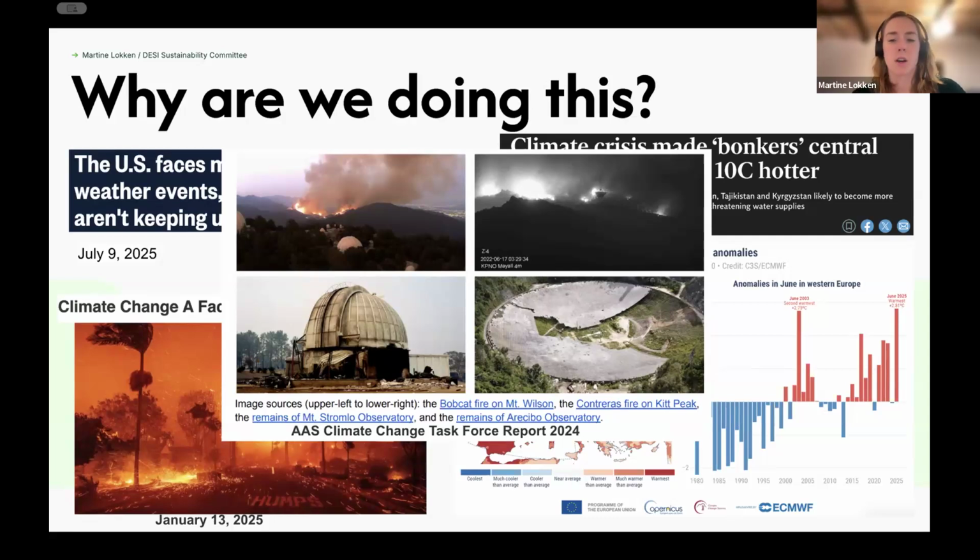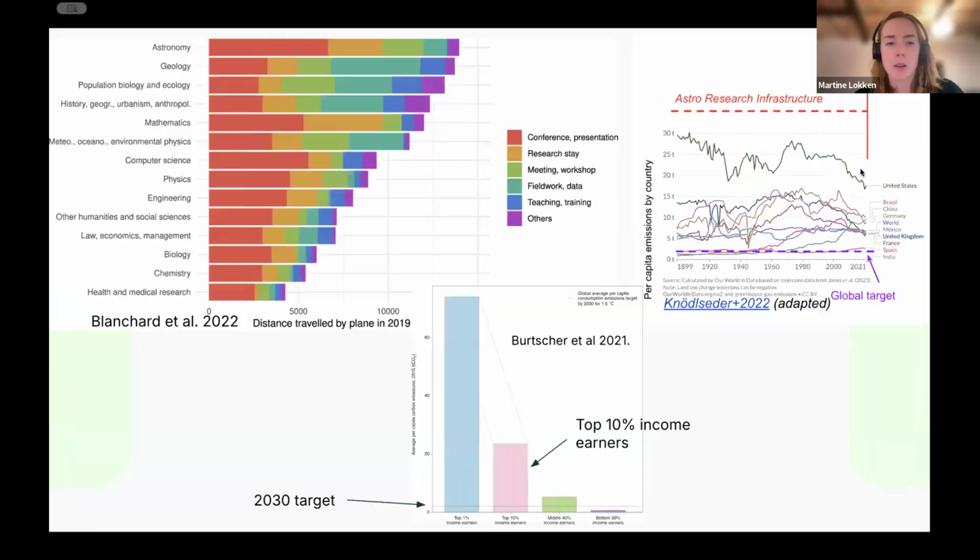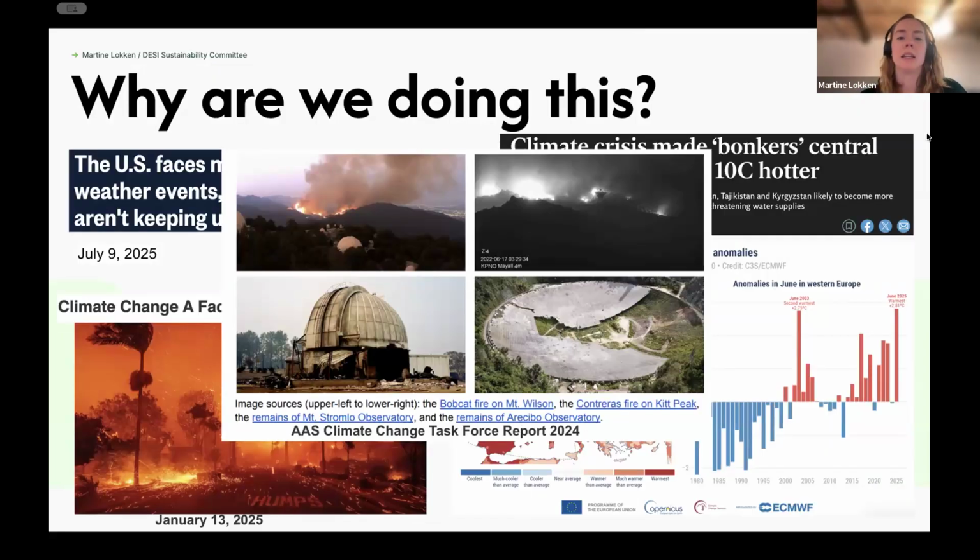That was a couple of years ago. That was called the Contreras fire. And luckily, DESI made it through. Most of the DESI infrastructure was okay. It was only a few supplementary buildings and such that got burned, but that was because of the hard work of firefighters and some luck.